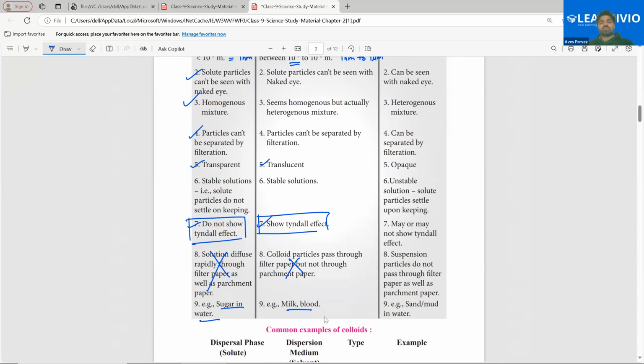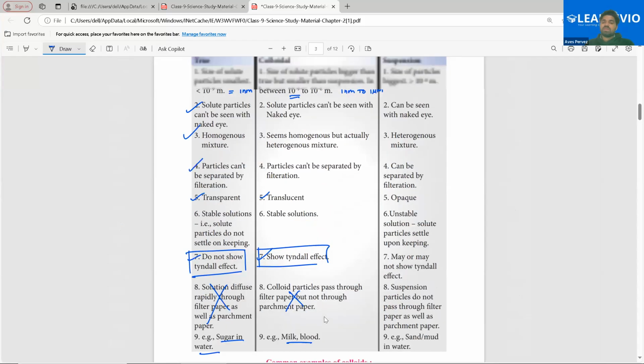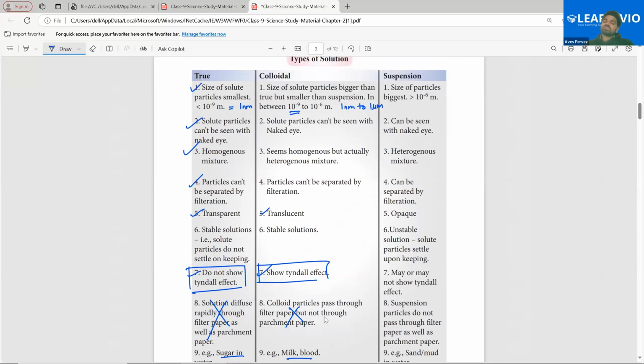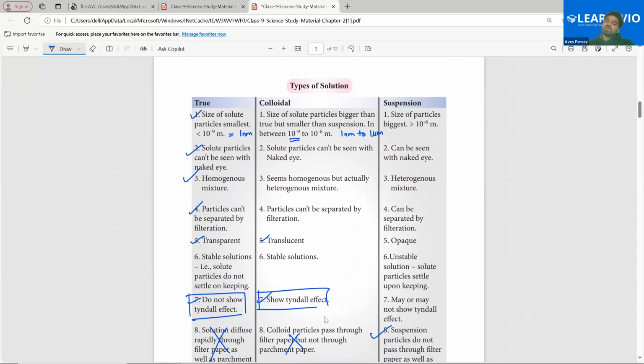Particles do not pass through filter paper, meaning they can easily be separated by filter paper. So can be separated by filtration. You can write this phrase, can be separated by filtration. Filter paper. And for the rest, if it cannot be seen, here it can be seen. It is heterogeneous. It can be separated by filtration. So this point is here, remove it.